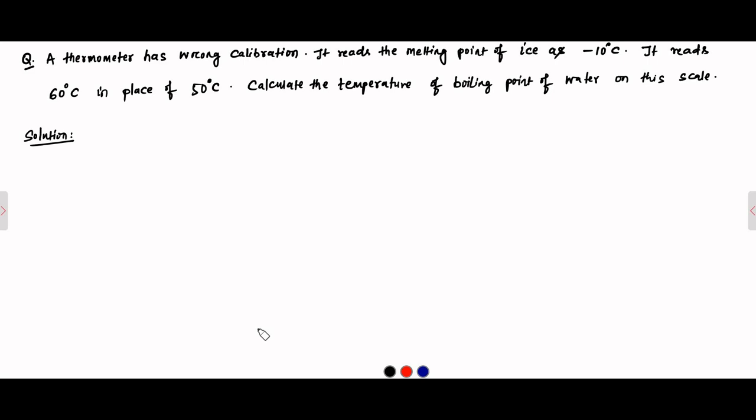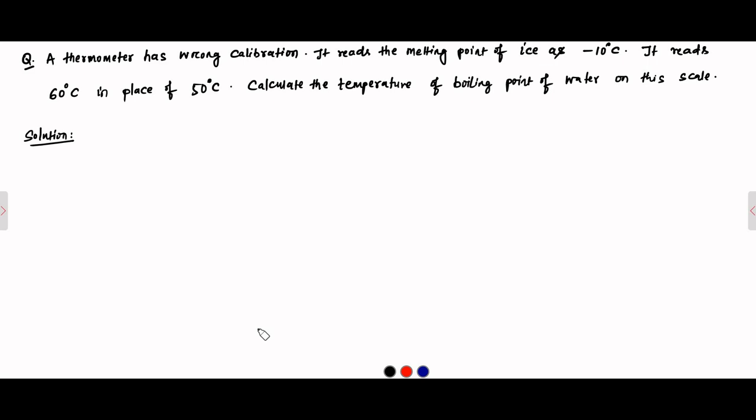It reads the melting point of ice as minus 10 degrees Celsius, and it reads 60 degrees Celsius in place of 50 degrees Celsius. So the wrong reading is 60 degrees Celsius, the right reading is 50 degrees Celsius. Calculate the temperature of boiling point of water on this scale.